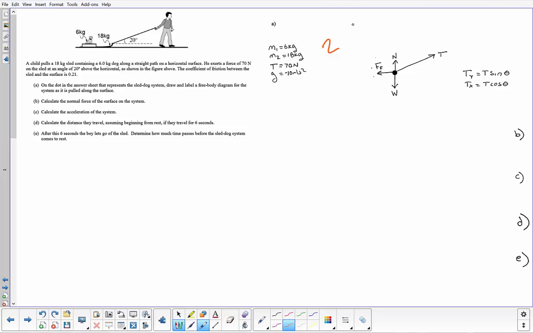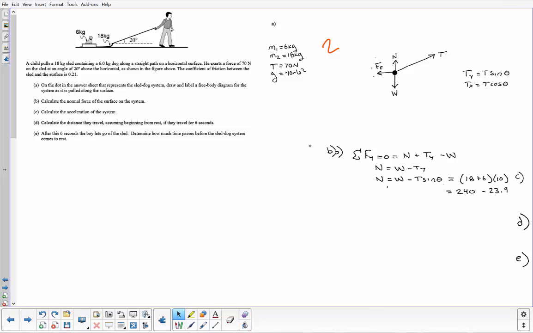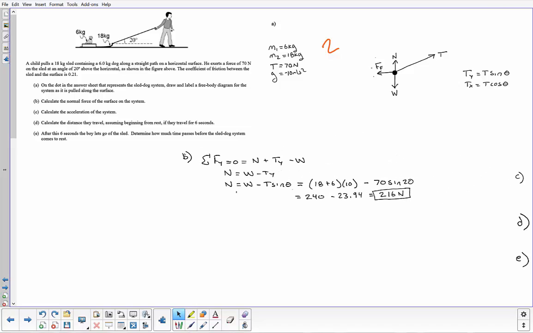B, we want to know the normal force on the system. Take a look at the work. Here I'm setting up Newton's second law, I'm doing my dynamics. I'm looking at the y dimension, and I know it's in equilibrium. It's not accelerating up, not accelerating down. I'm identifying the positive y forces first. I have my normal force. I have my y component of tension. I'm subtracting the downward force of weight.